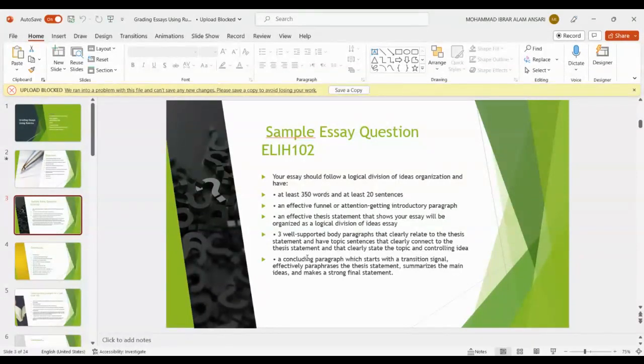And then a concluding paragraph, which starts with a transition signal, effectively paraphrases the thesis statement and summarizes the main idea. That means they have to write a concluding paragraph which begins with the transition signal of conclusion, and then they have to summarize what they've said in body paragraphs. Or they can paraphrase the thesis statement. So sometimes it's both, sometimes just one. And then they can end their essay with a final statement.